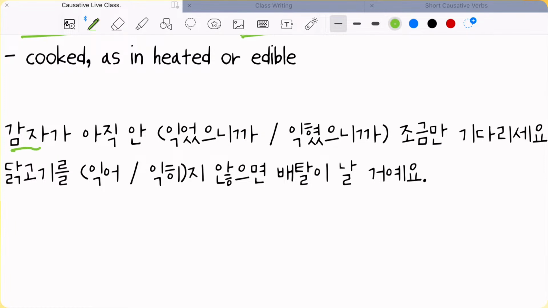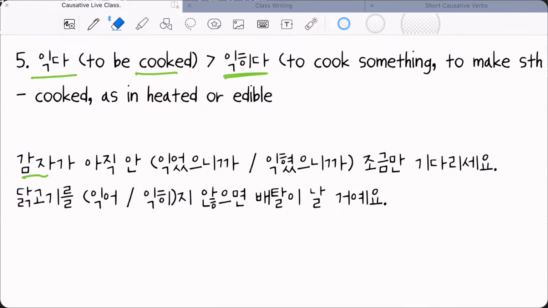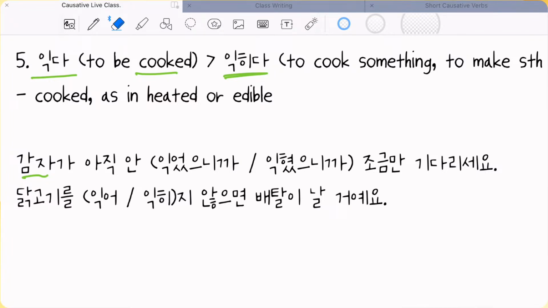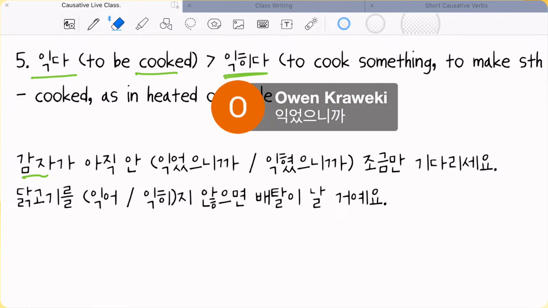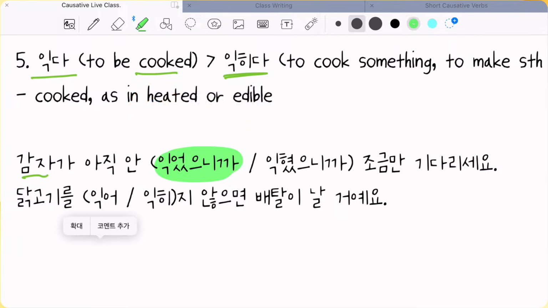감자 means potato, guys. Potato. 그래서 감자 is not yet, 아직, still not, so not yet cooked. It's not yet cooked. So 조금만 기다리세요. So please wait a little bit. 그래서 그렇죠. 익었으니까가 정답이죠. 익었으니까. 감자가 아직 안 익었으니까. Because 감자 is the food that will be cooked. 감자 cannot cook something else, right? That wouldn't make sense. So it should be 익었으니까.